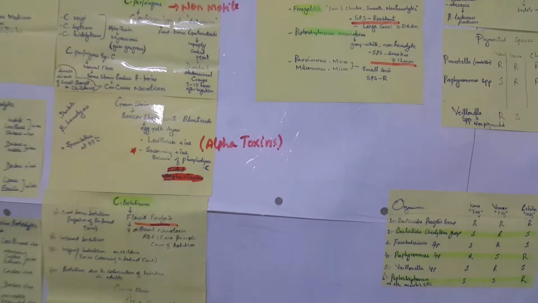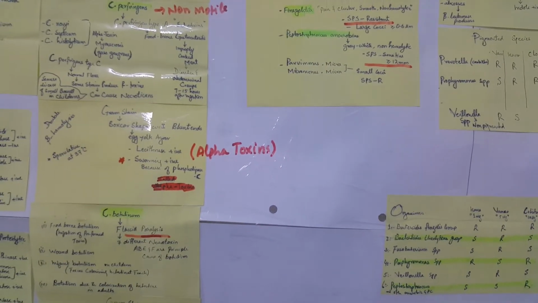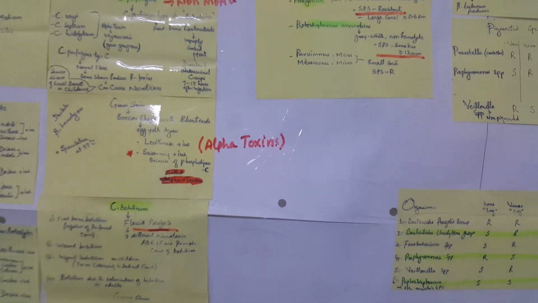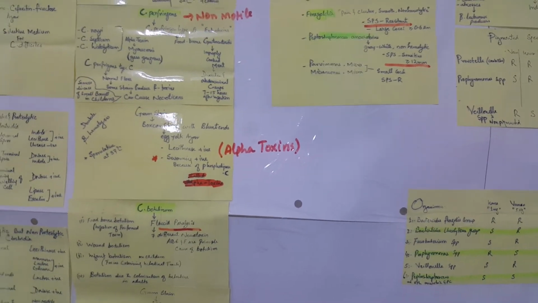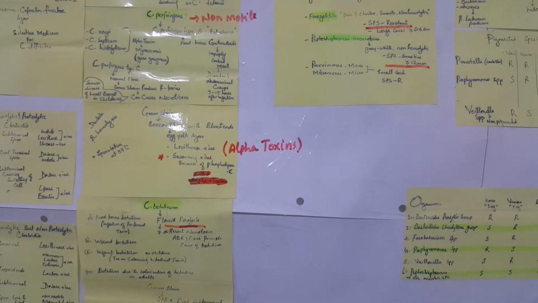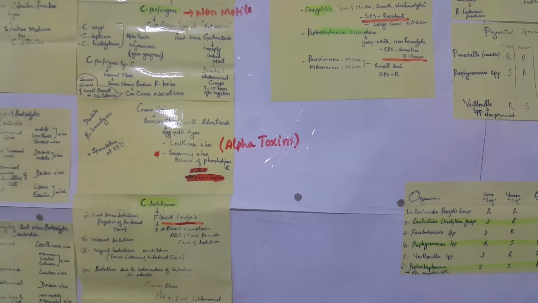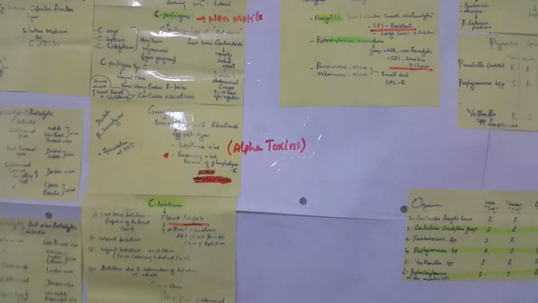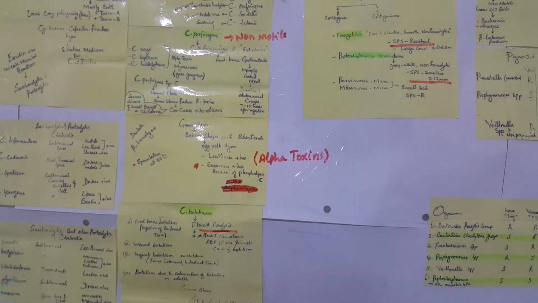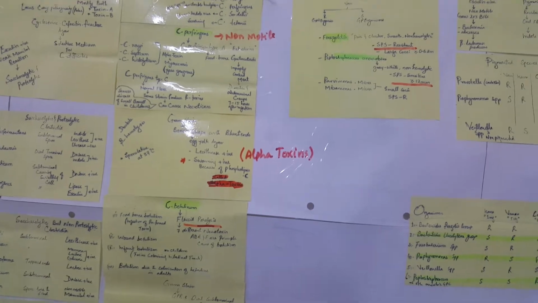Another bacteria in this group is Parvimonas micra or Micromonas micra. It's a small cocci, and these are SPS resistant. If you see, Parvimonas micra and Finegoldia magna can be confused with one another, and both are SPS resistant, but Finegoldia magna is larger in size as compared to Parvimonas micra.